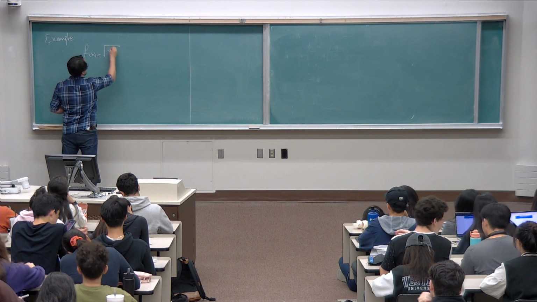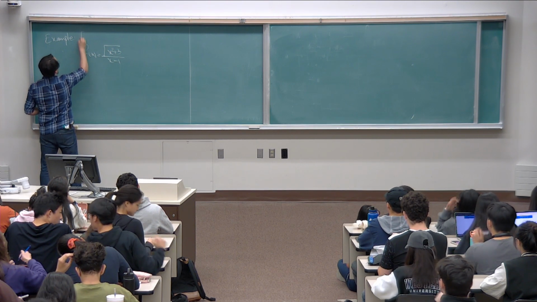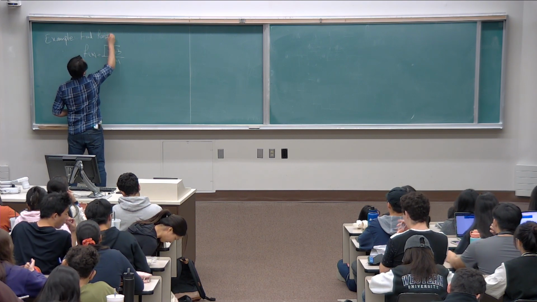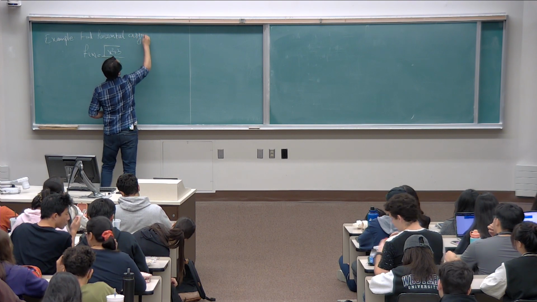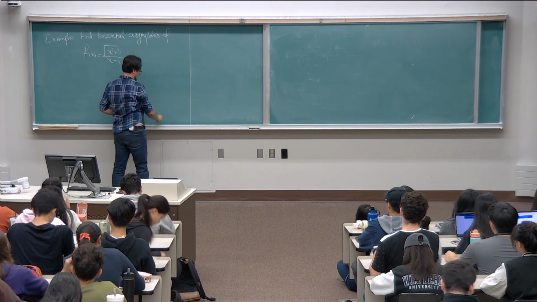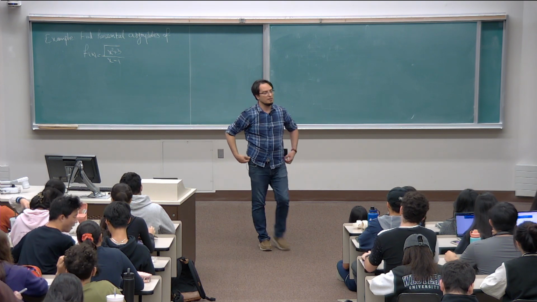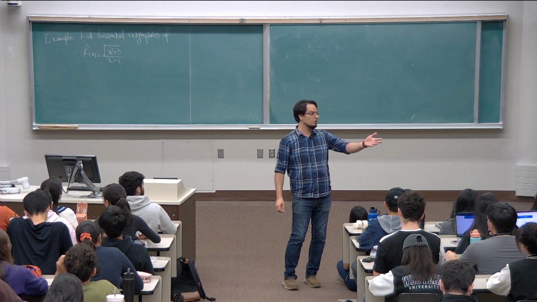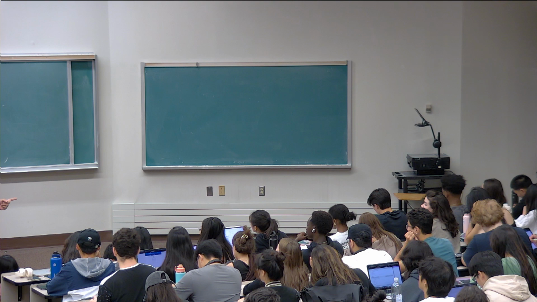square root of x squared plus 3 over x minus 1, and say find horizontal asymptotes of the given function. What should we do? Yes. We should find limit as x approaches to both plus infinity and minus infinity, yes?